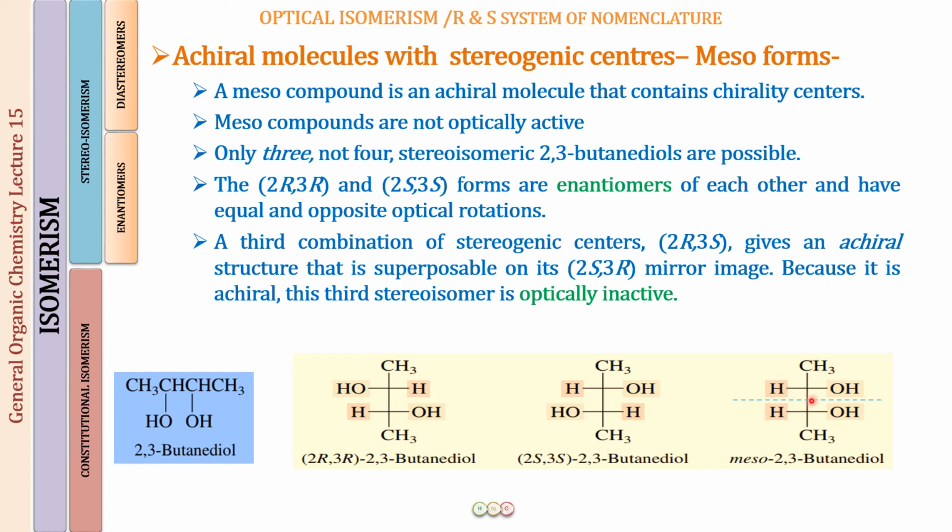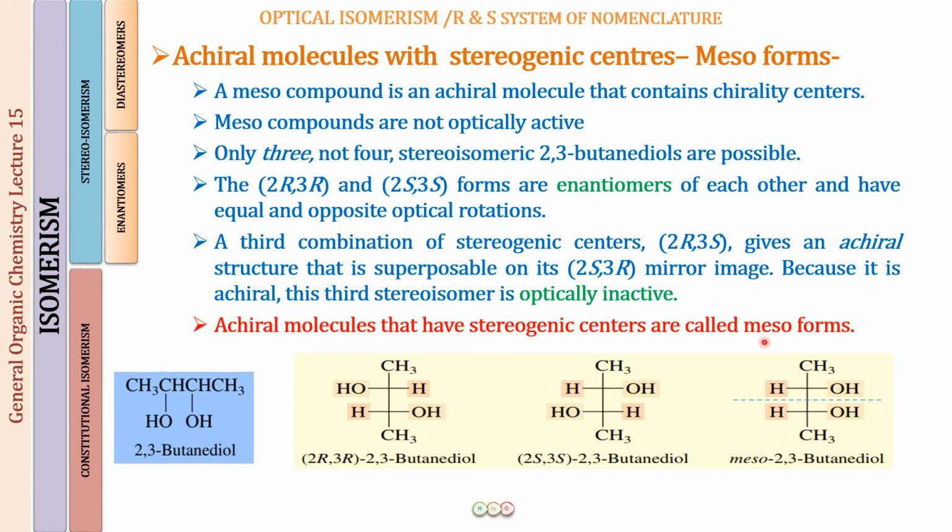So this structure is a 2S and a 3R, and if you start the numbering from this side, it is going to be a 2R and a 3S, but both of them are going to be superimposable mirror images of each other, and hence they are optically inactive. Fine. So achiral molecules that have stereogenic centers, please always do remember that they are called meso forms.